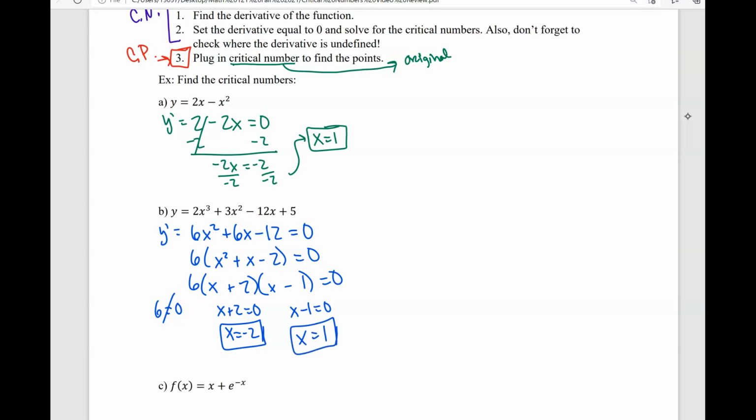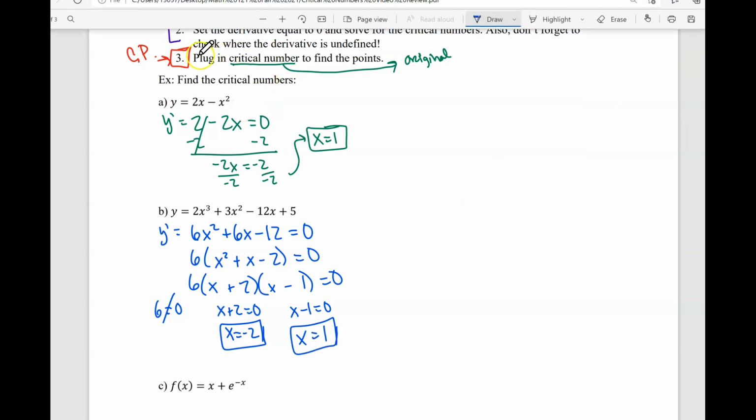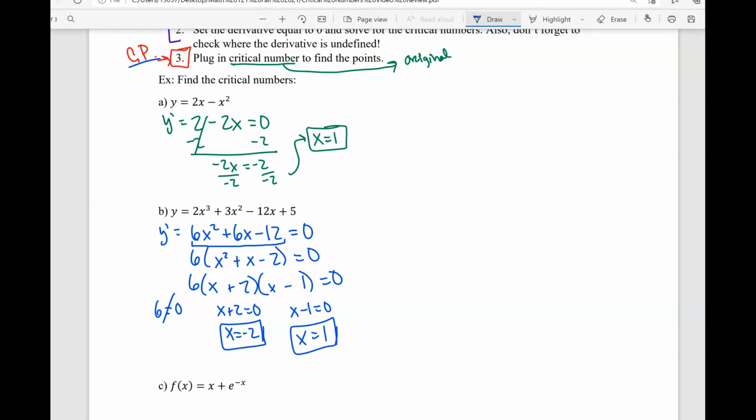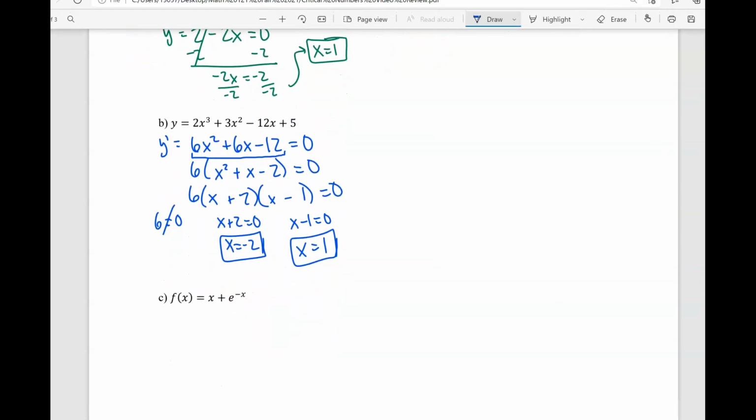Okay. Again, if you were looking for the critical points, you would plug negative 2 and 1 back into the original to get their y values. Okay, so that's it. That's how you find these two critical numbers. Notice that the derivative itself wasn't undefined, so I didn't have to look at anything. All right, now let's take a look at this next example.